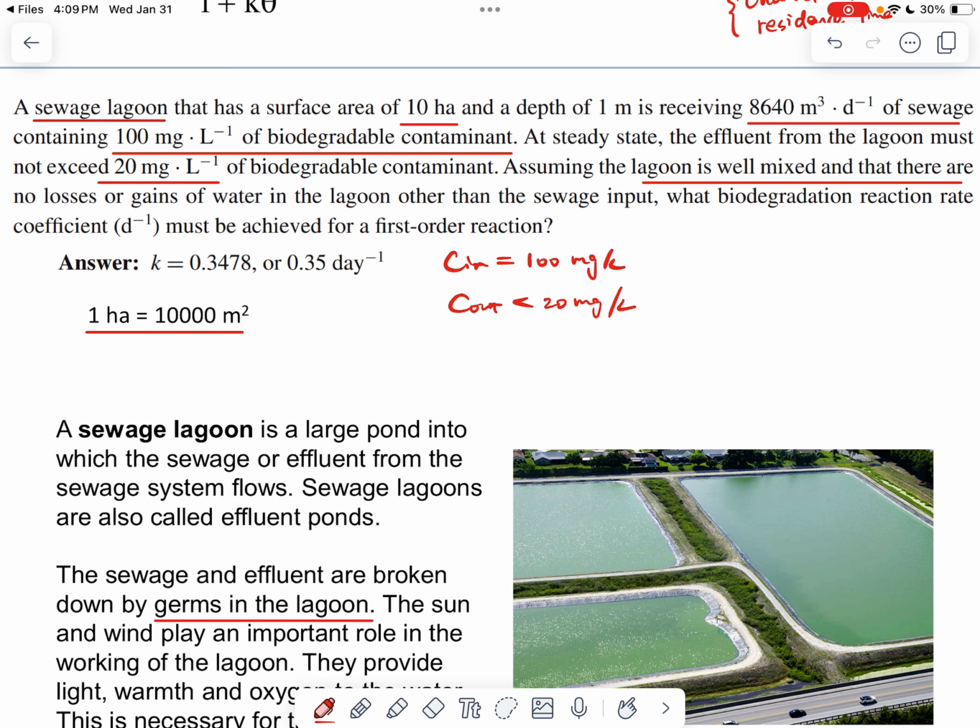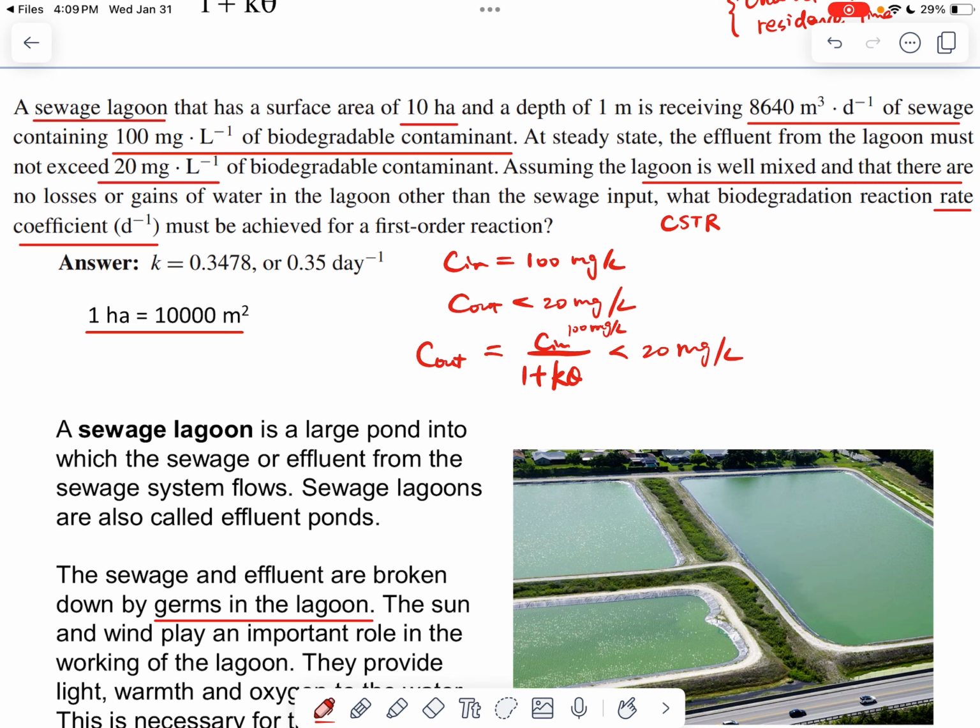So what about the degradation reaction rate coefficient? It's asking what rate coefficient or rate constant must be achieved for a first order reaction. We can assume this is well mixed, right? So this will qualify the lagoon as a CSTR. So what this means is that C out equals C in divided by 1 plus K theta, right, has to be smaller than 20 milligram per liter. And at the same time, C in is 100 milligram per liter.